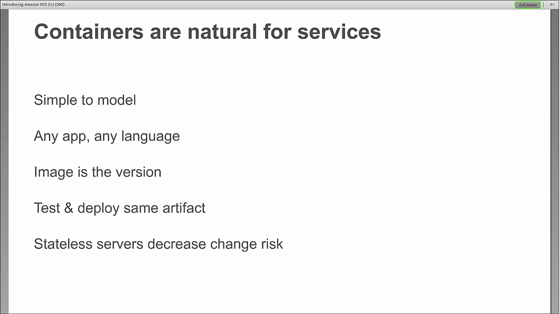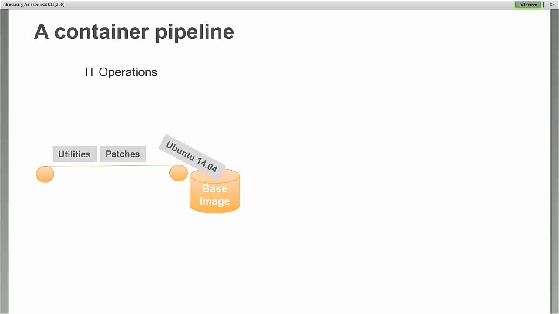And so with Docker, each deployment is just a new set of containers, and this decreases the risk of change because rollback is simple. You can do things like red-green deployments and easily roll back by just pushing the old container image version.